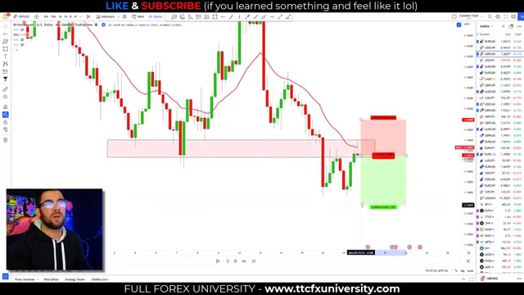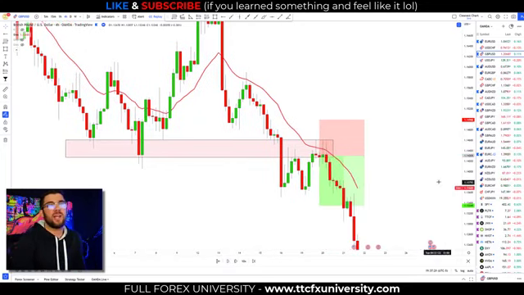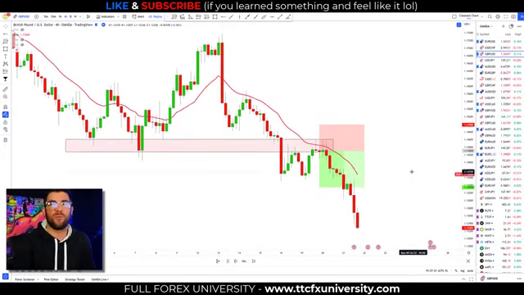And I would probably look for something like a 1.4 to 1 reward to risk ratio, because that's my favorite way to take targets. As you can see, price did in fact push down from that level.